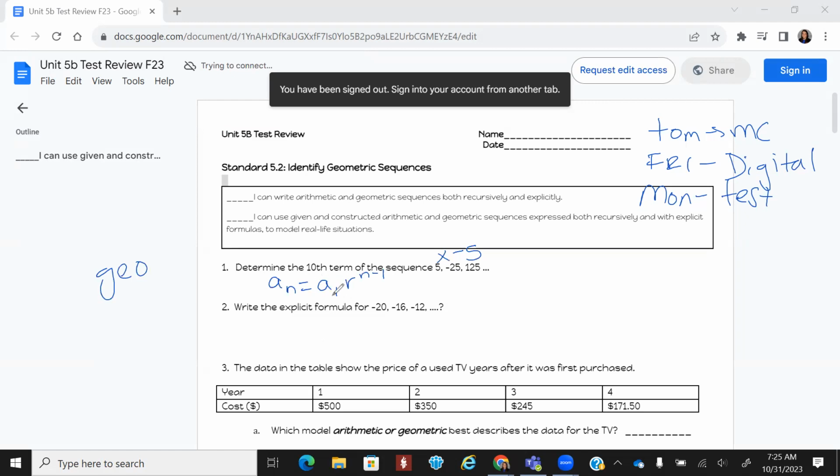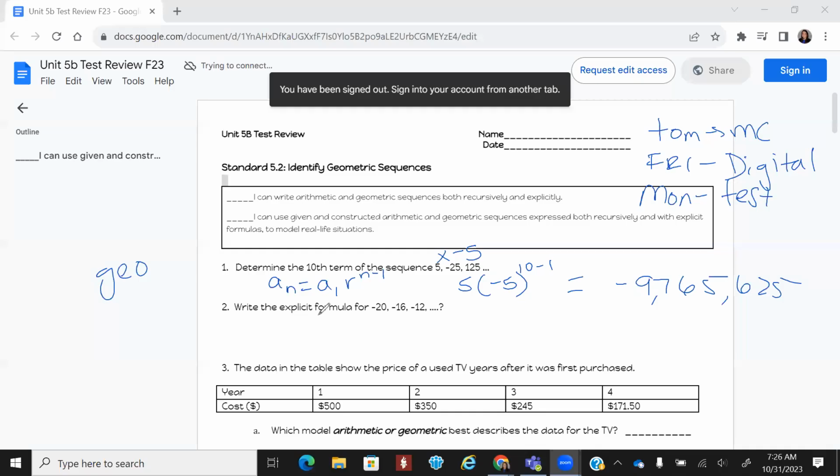So what is a sub 1? What's our initial amount? 5. And our rate was -5. And we want to find the 10th term. So we're going to plug in 10 for n. Can we plug this into our calculator and tell me what you get? 5 times -5 raised to the 10 minus 1. Okay, so this is going to equal -9765625.